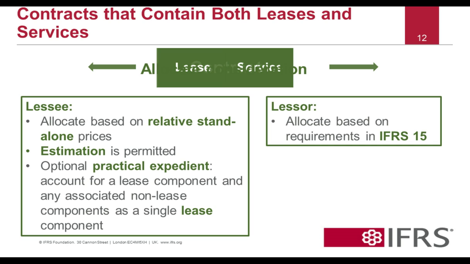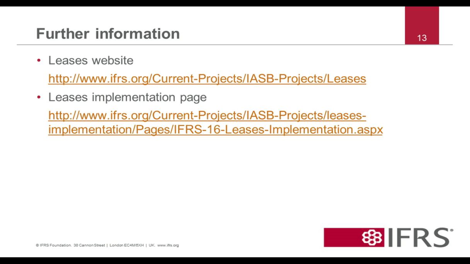One other thing to mention about this practical expedient is that a lessee chooses to apply it by class of underlying asset. So if a lessee chooses not to separate out non-lease components on one of its car leases, for example, it needs to apply that to all of its car leases.